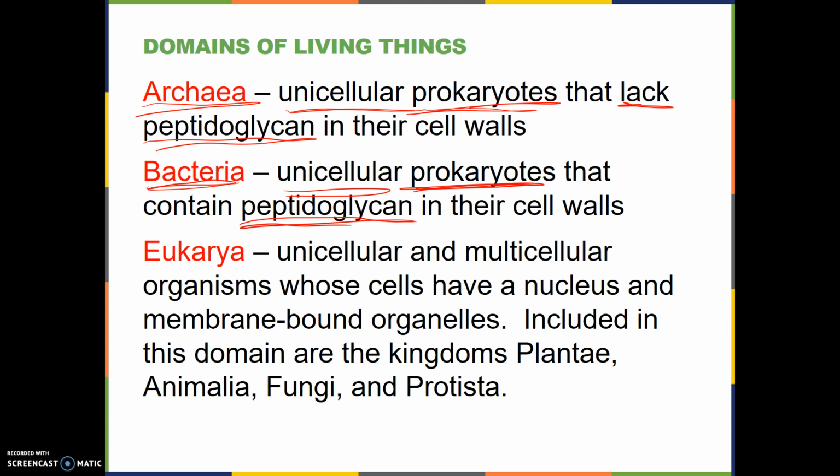So there's still a lot that we don't know about archaea, but we do know some chemical things make them so much different from the bacteria that they can't be in the same domain. They're just too different. And then the eukarya, all the members of eukarya have eukaryotic cells. So their cells have a nucleus and membrane-bound organelles. And some of the eukarya are unicellular, but most of them are multicellular.